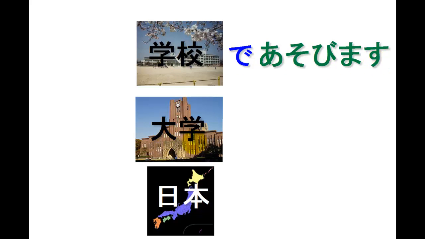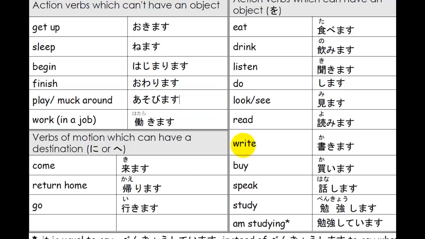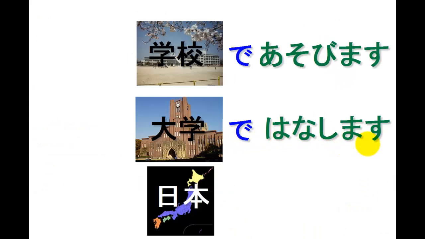Let's try this one. Daigaku. Daigaku, well, we need the location particle next. Daigaku de. Let's choose a verb. We can do lots of things at university, but perhaps one of the things that we do is to talk. We do a lot of talking. So let's choose hanashimasu. Hanashimasu. I talk at university. There we go. Daigaku de hanashimasu. I talk at university.